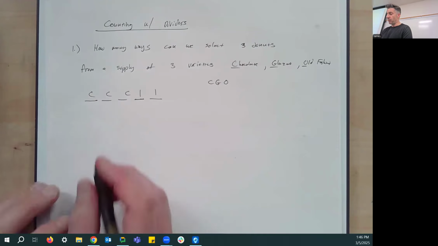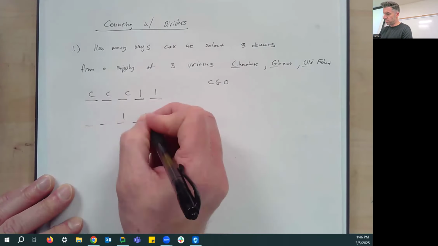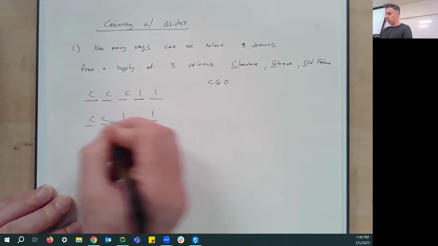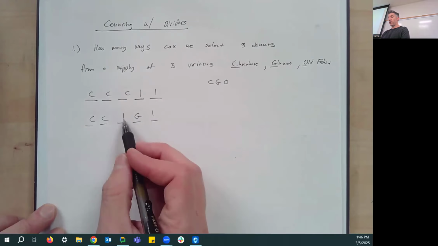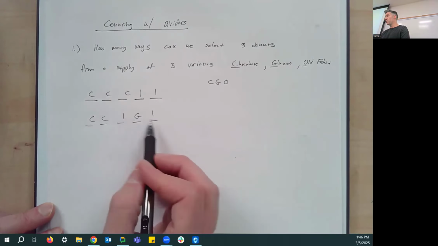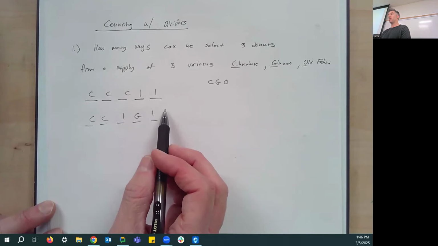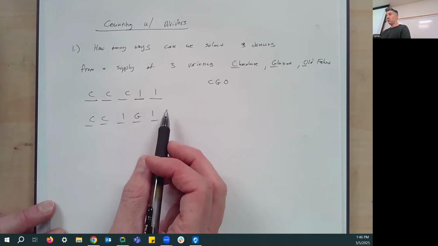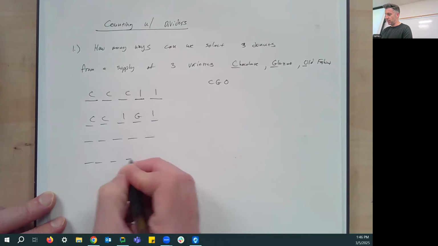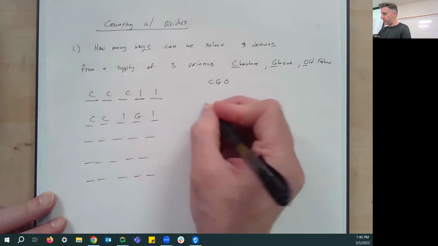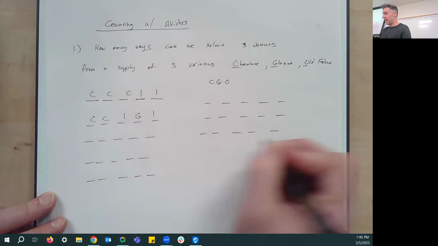Or I could move a divider over and then have chocolate, chocolate, and a glazed. So everything to the left of the first divider is chocolate. Everything between the 2 dividers is glazed. Everything to the right of the second divider is old-fashioned. So then we keep going here. Okay, this is going to get a little tedious, but bear with me. We need 10 of these because 5 choose 2 is 10.